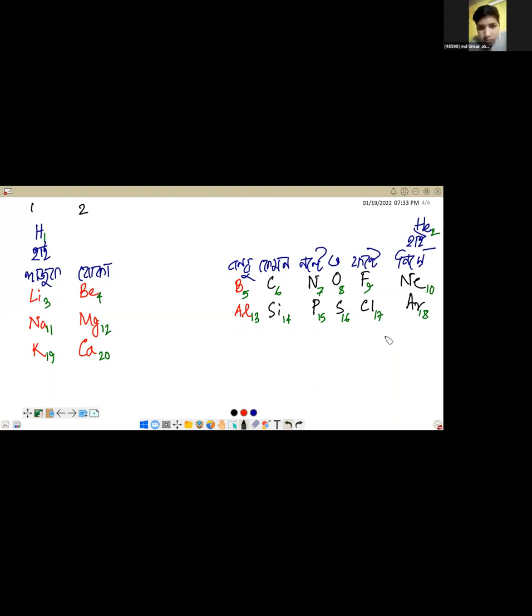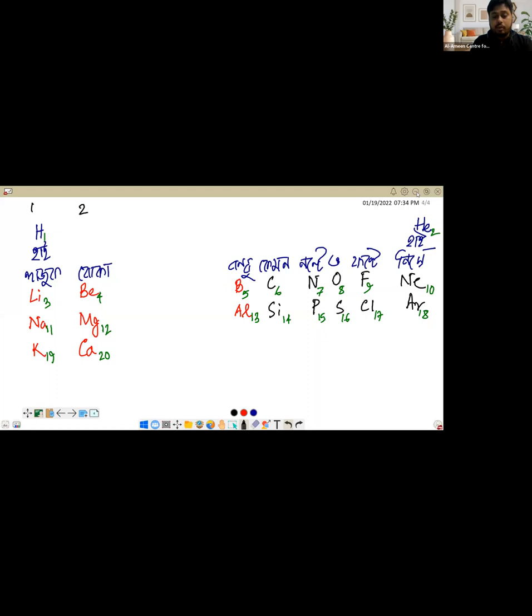Okay. So in this way, we can write these things. So in the periodic table, there are 7 periods and 18 groups. Okay. How many periods are there? 7 periods. And how many groups? 18 groups. So 18 groups are there in a periodic table. So in this way, actually we can talk about the periodic table.